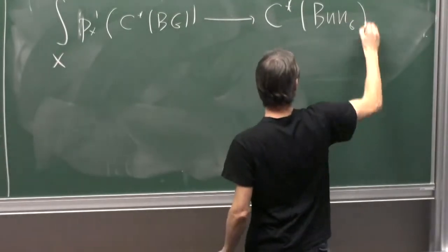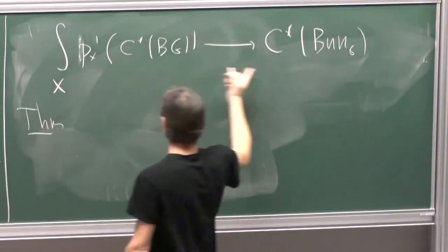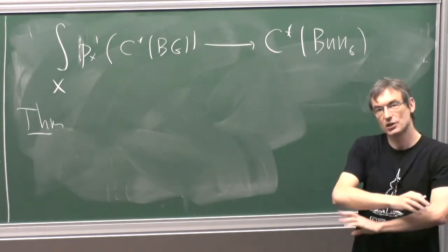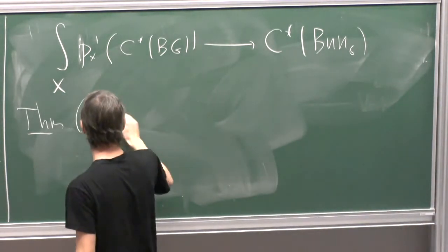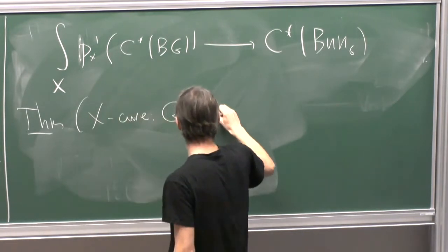And now I state the real theorem. By the way, this map makes sense when X is an arbitrary algebraic variety and G is an arbitrary group whatsoever. And now X is a curve, and G is simply connected.